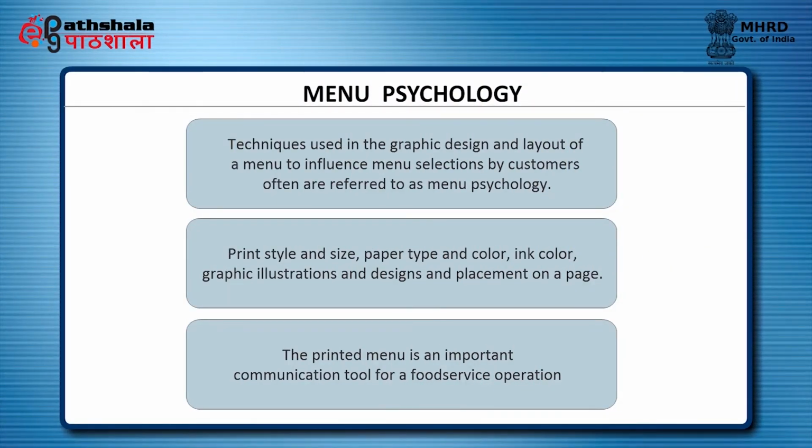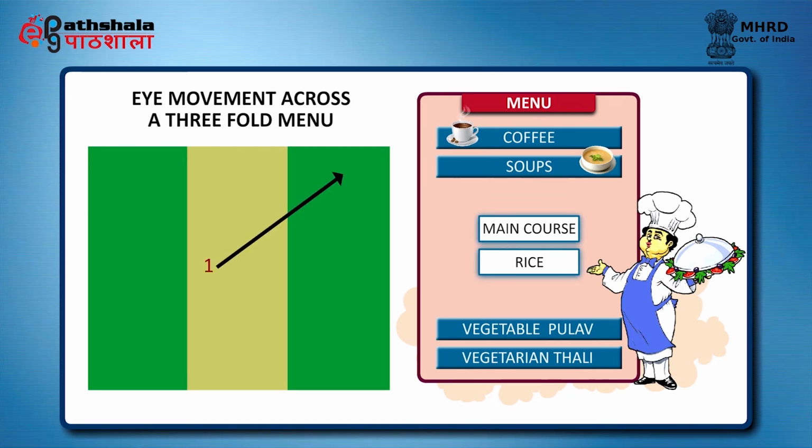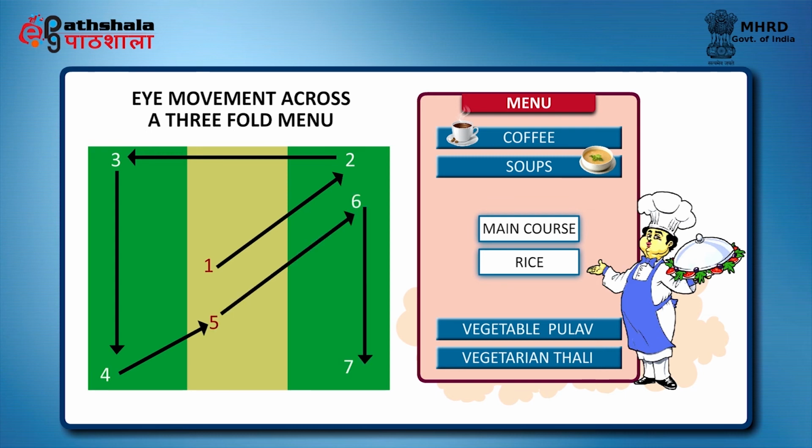Techniques used in the graphic design and layout of a menu to influence menu selection by customers are referred to as menu psychology. Understanding the eye gaze motion will help us to design a menu card. For example, as you see in this threefold menu, the items which are printed in the center get more attention, and therefore, the primary items which have to be sold more can be at the first or at the center.